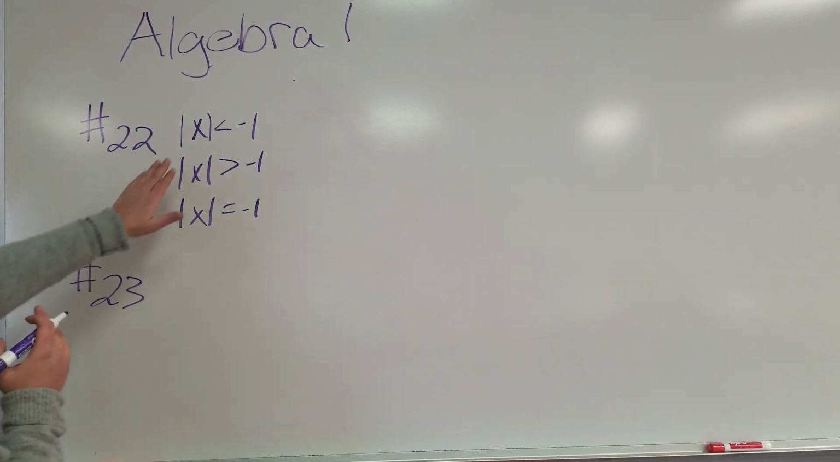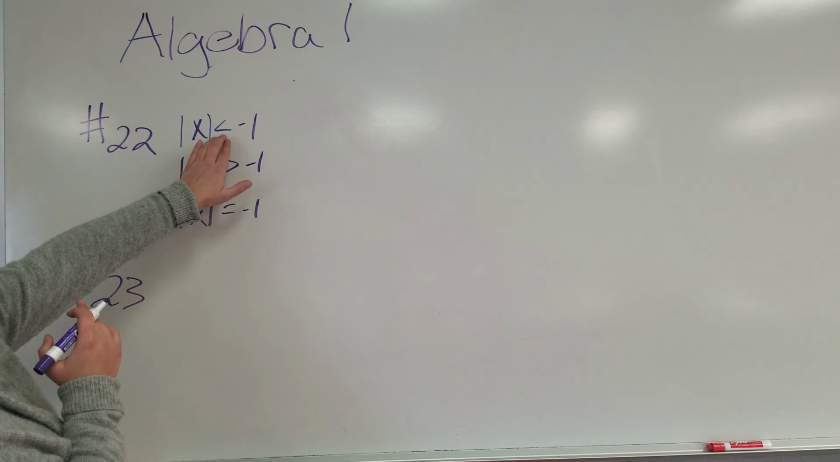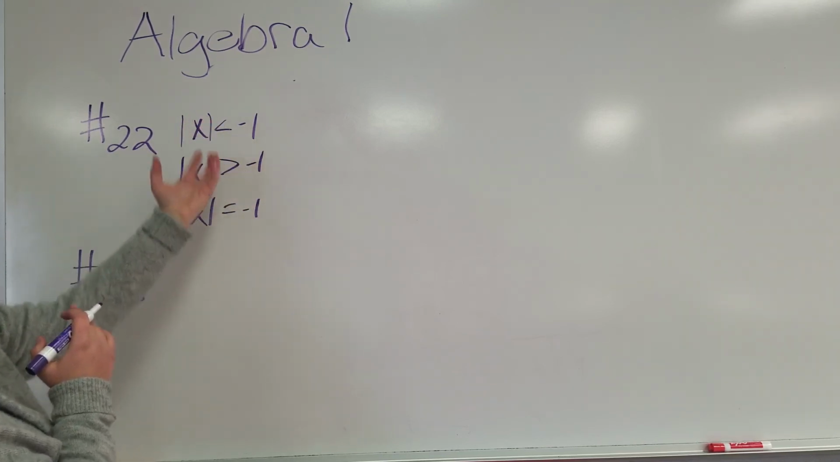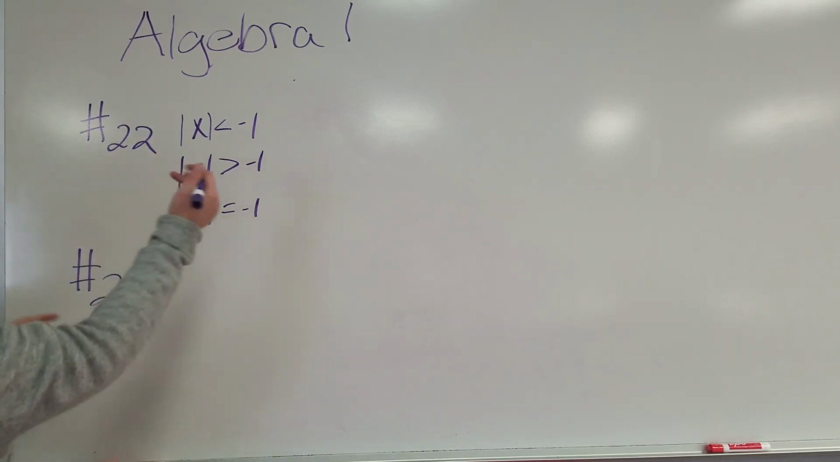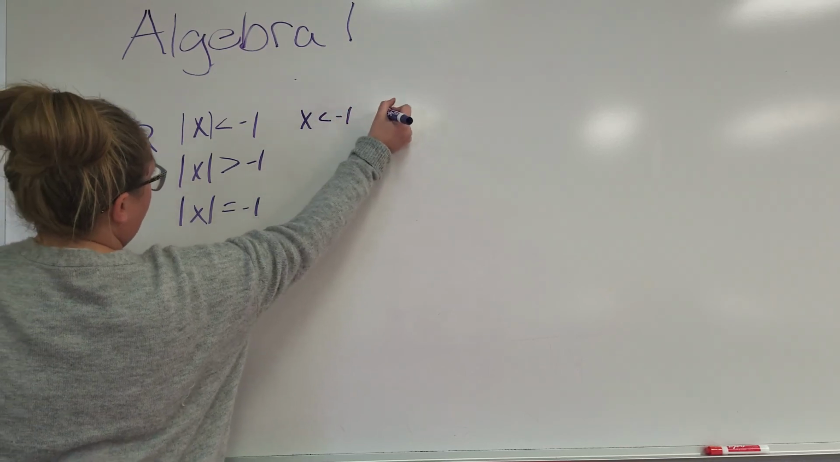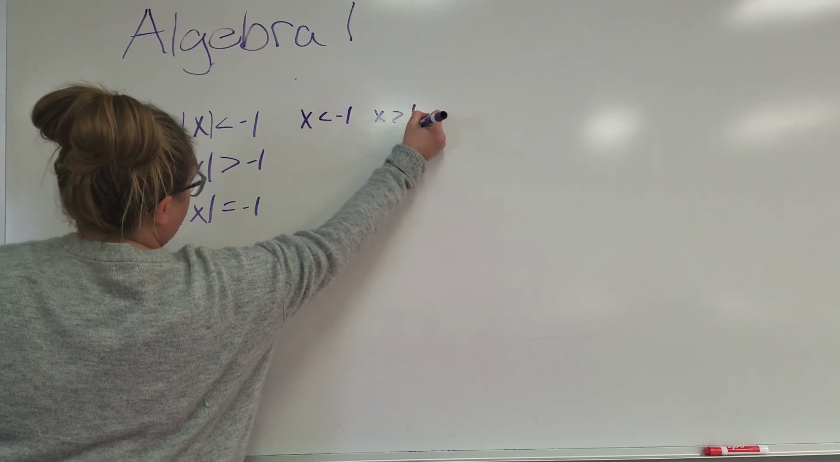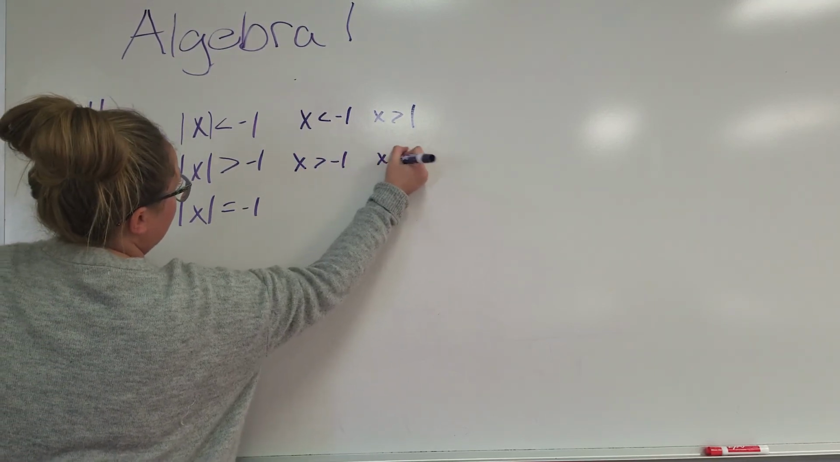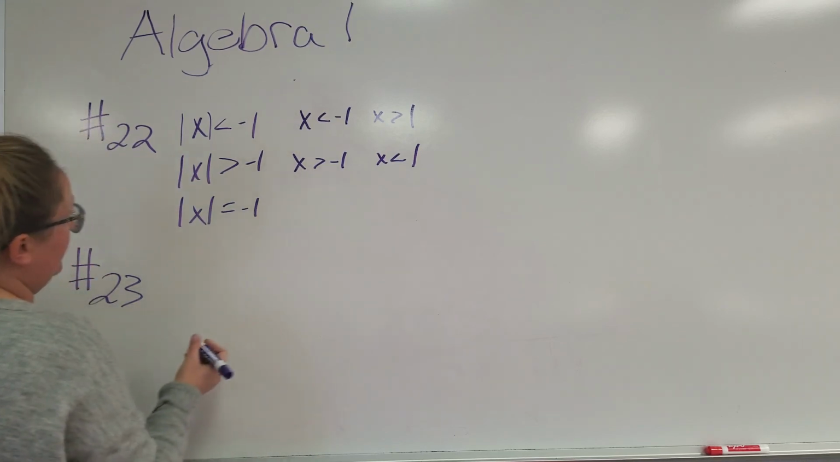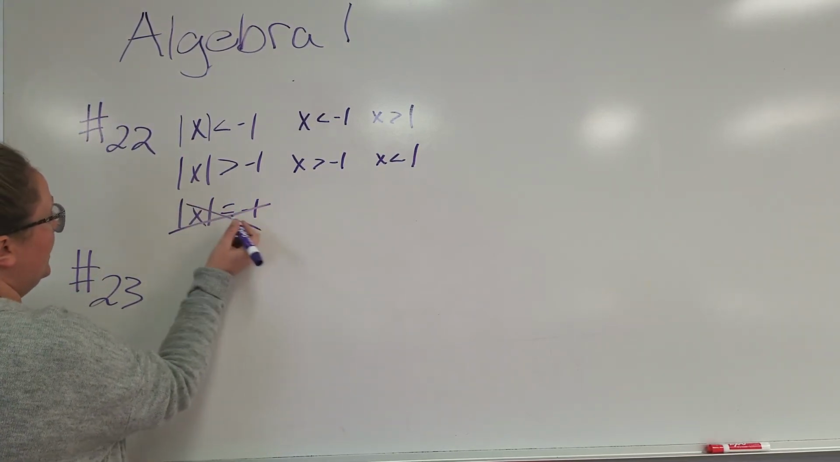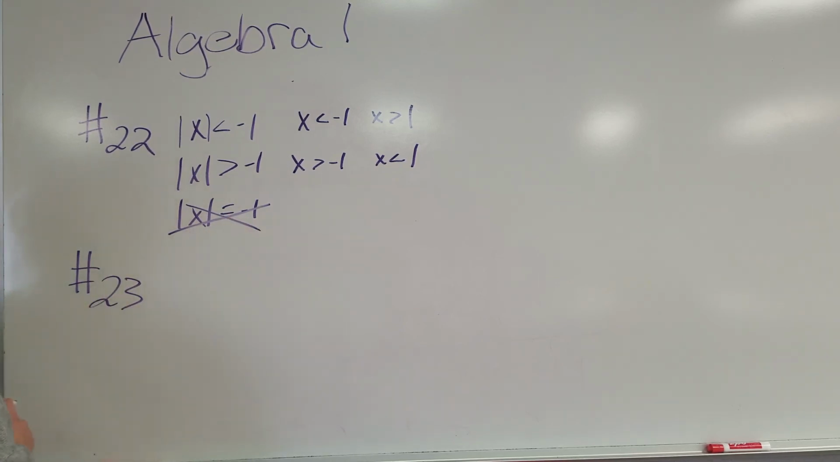Remember, with absolute value and an inequality sign, you keep the sign for whatever's there, and when you change the sign, the sign flips. So this would be x is less than negative 1, and x is greater than positive 1. And this one would say x is greater than negative 1, and x is less than 1. All right, and then this one, the absolute value of x equals negative 1 is impossible. You can't have an absolute value equal a negative number. All right, so we've got to see which one of these covers the whole graph.